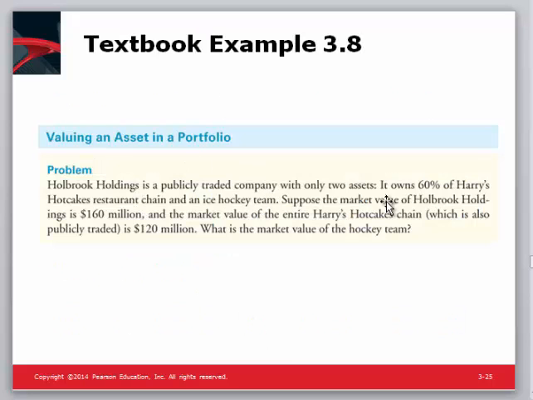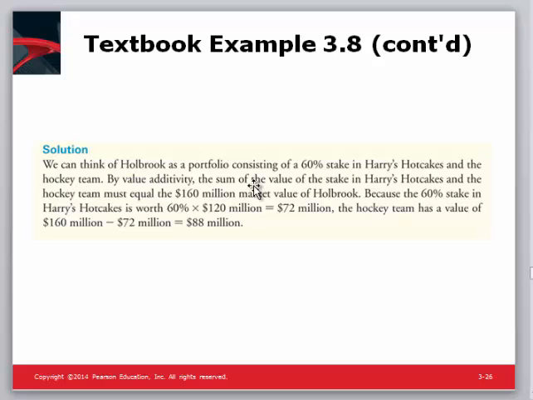We have a publicly traded company with only 2 assets. It has 60% of this Hotcakes restaurant chain, and it has an ice hockey team. The market value of the holding company is $160 million, and the market value of the restaurant chain is $120 million. So what is the market value of this hockey team? So how can we do that?